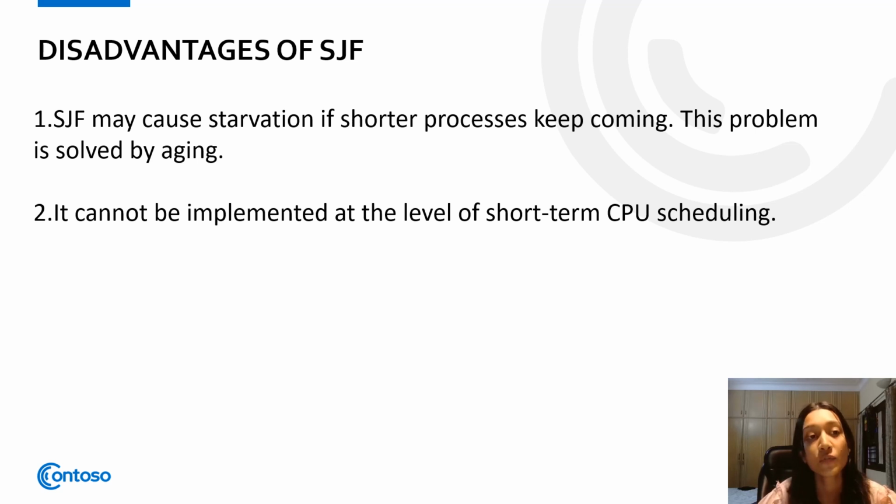Now, what are the disadvantages of SJF? SJF may cause starvation if shorter processes keep coming. This problem is solved by aging. It cannot be implemented at the level of short-term CPU scheduling.